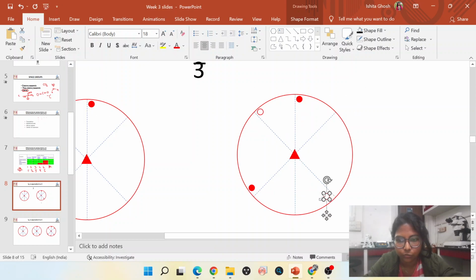And last but not the least, this point is a hollow circle, it is below. If we rotate it by 120 degrees, it will come here. Then followed by inversion, it will come up here.